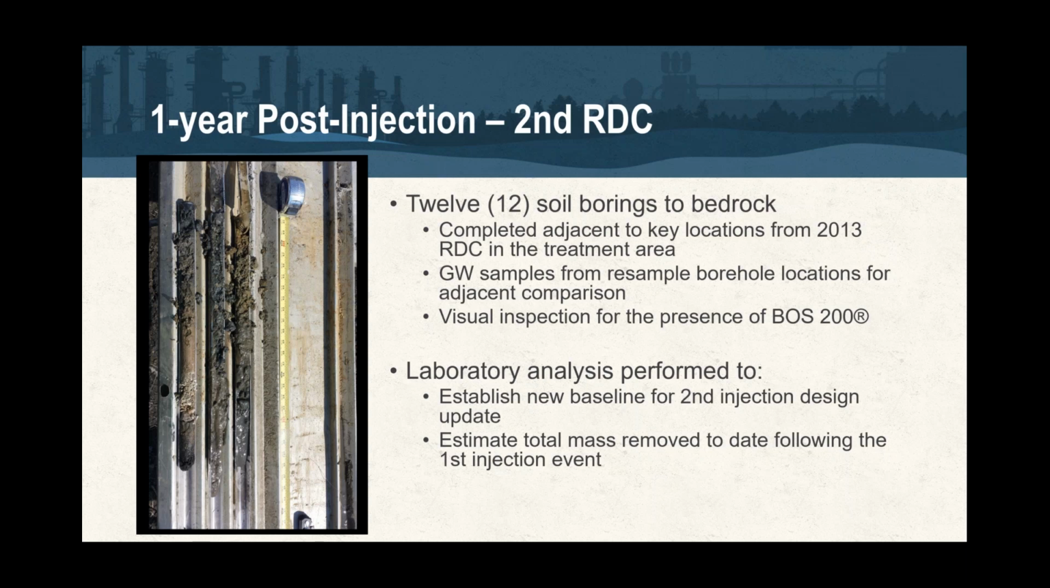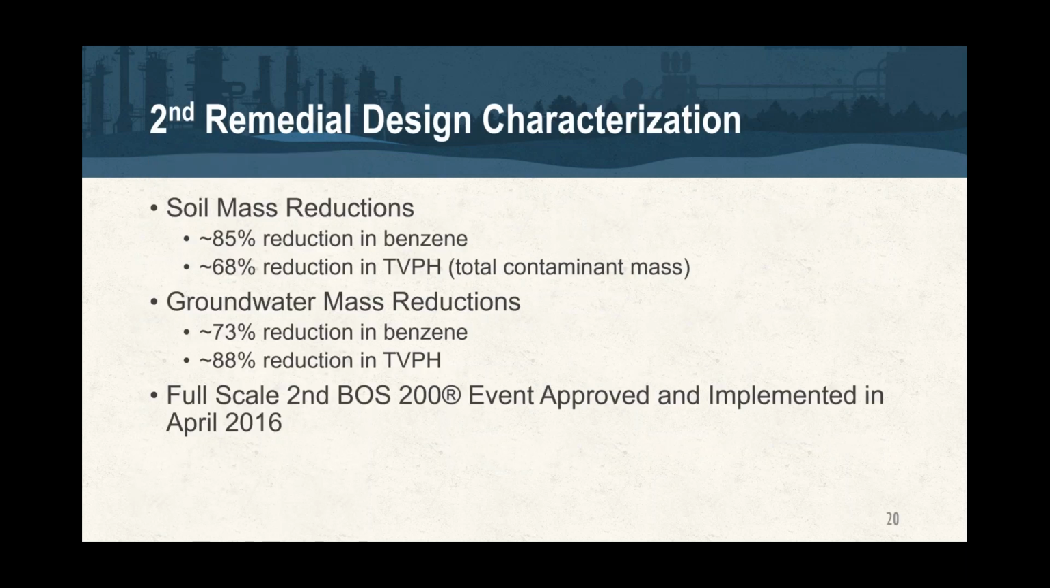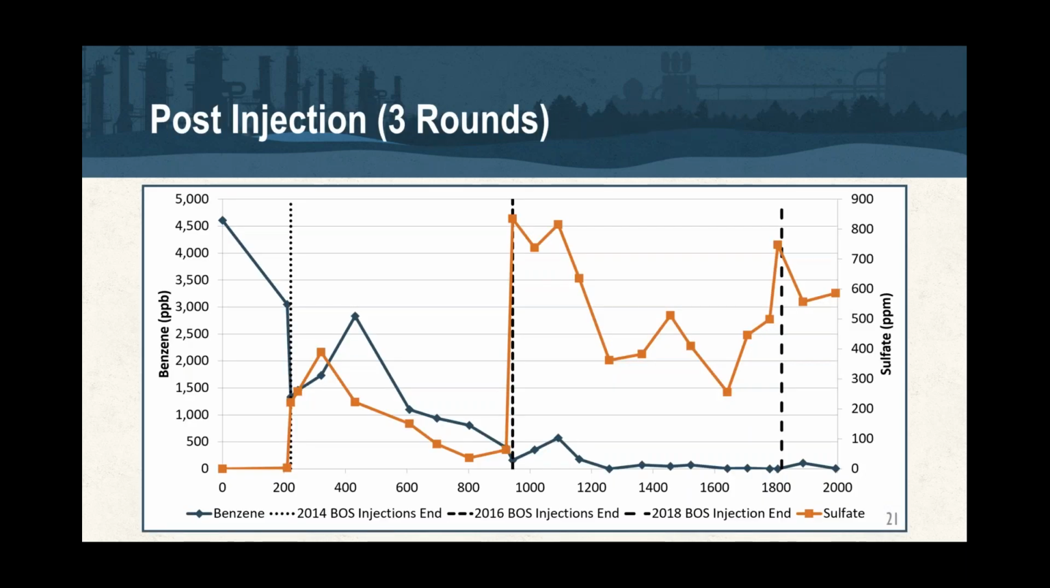So here are the mass reductions in soil and groundwater for benzene and TVPH, which were in line with our expectations. And again, this information was used to design the 2016 second application out on the site. And this site also has a project summary drafted with it. If you're interested, we can get that to you.